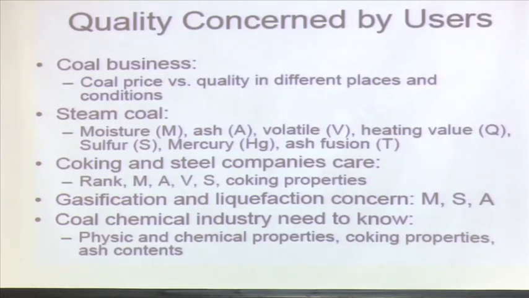Now, quality as concerned by users. So, coal business, if you look at it, is basically coal price versus quality in different places and conditions. It varies from place to place, it depends on the requirement. Suppose today foreign countries say that they won't supply us coking coal. Then what will happen? Whatever coking coal we have, the price will go up. Okay. So, you don't have any control. It is basically a demand-supply type of situation.